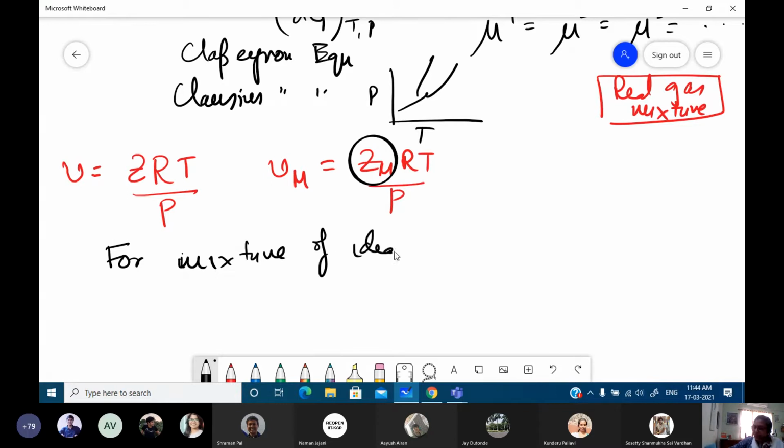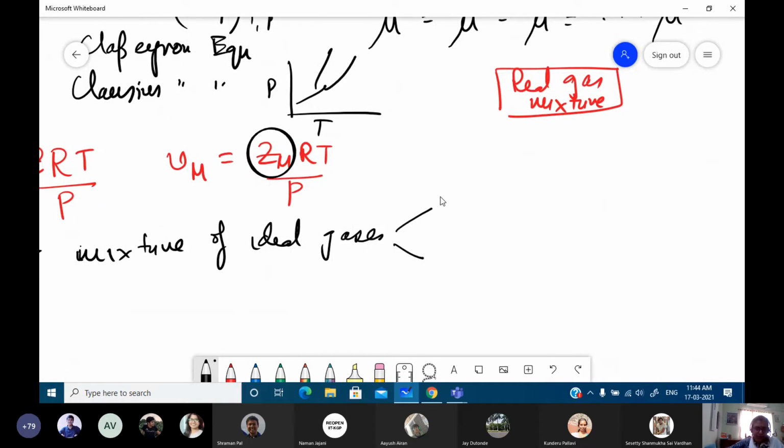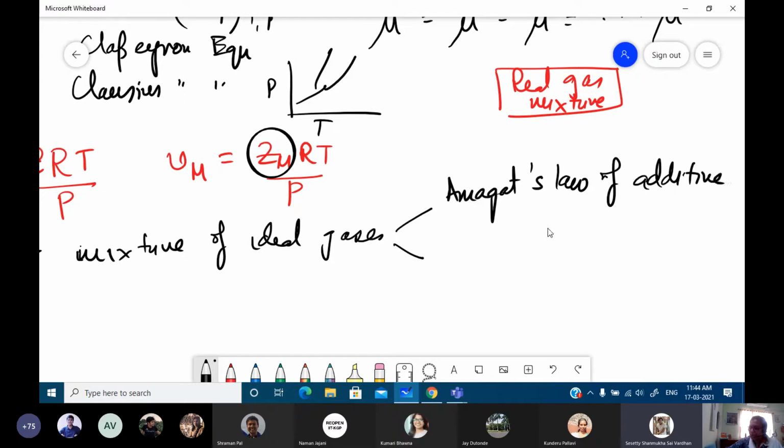From your school days, you know that a mixture of ideal gases obeys two laws. Can you tell me the two laws? Dalton's law of partial pressure. I'm hearing one voice repeatedly; I would like to hear other voices. These are very simple questions. Amagat's law of additive volume. Perfect. And Dalton's law of partial pressure.